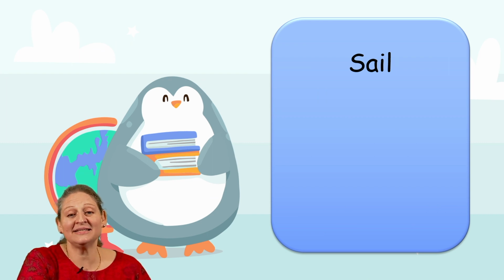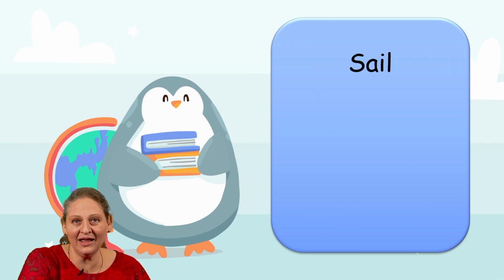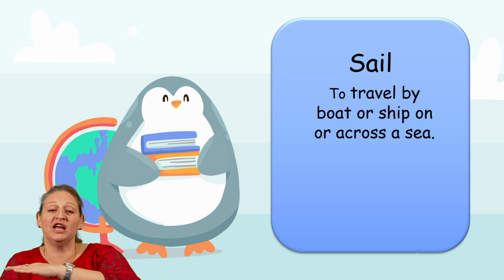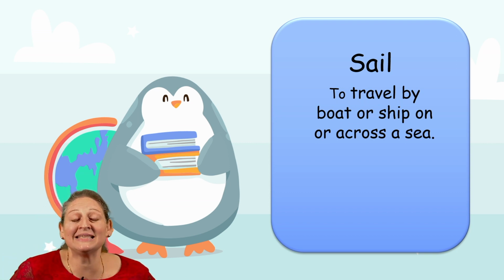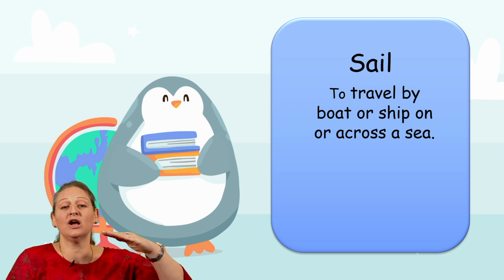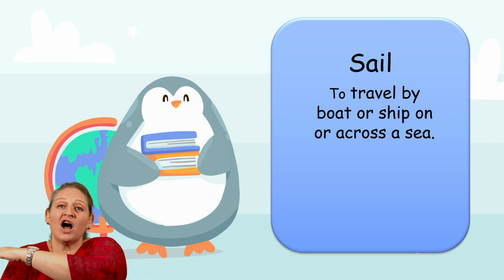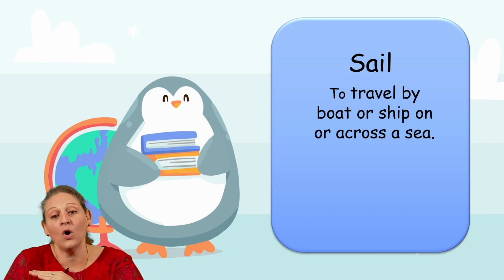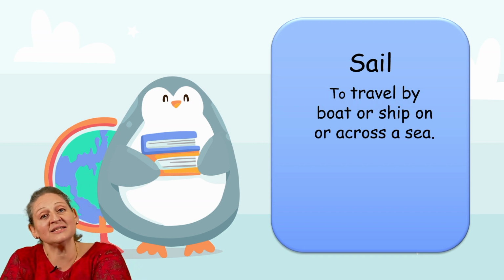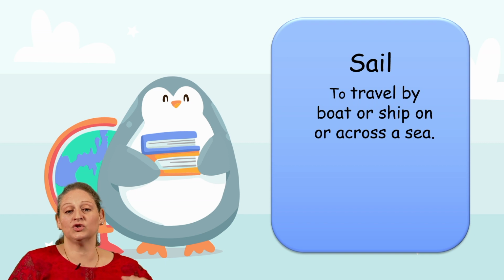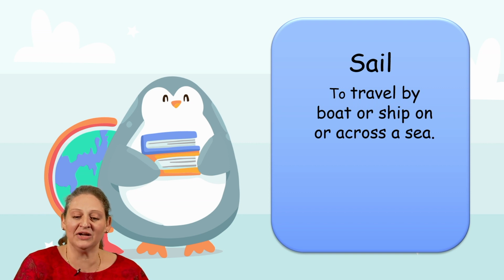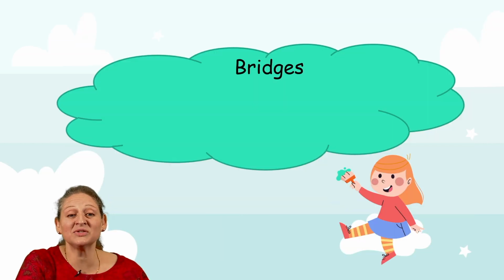Sail. What does sail mean? Do you have an idea? Tell me aloud what you think sail means. You're pretty close. To travel by boat or ship across the sea means sail. What does sail mean? To travel by boat or ship across the sea. Say it again, sail. To travel by boat or ship on or across the sea. Very good.